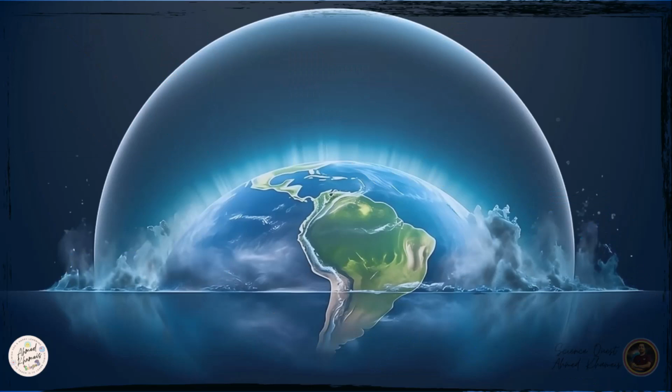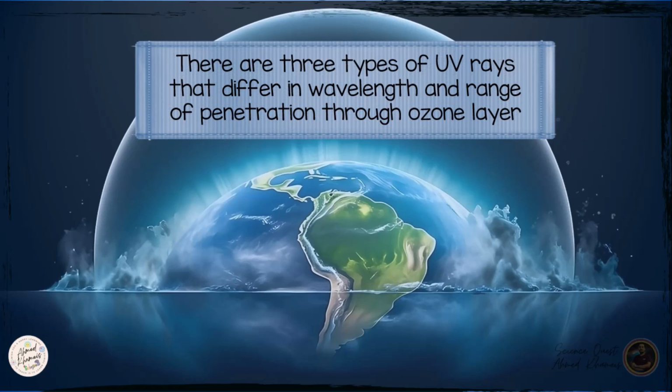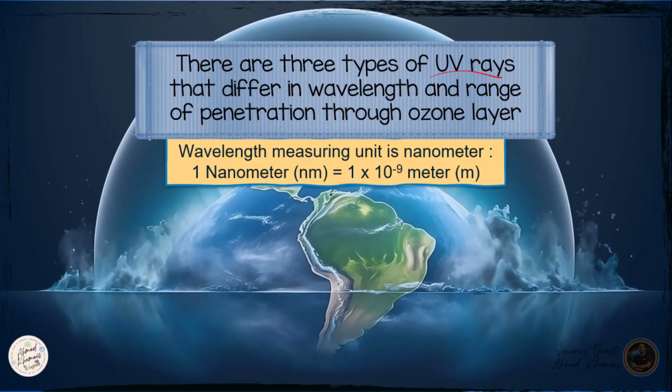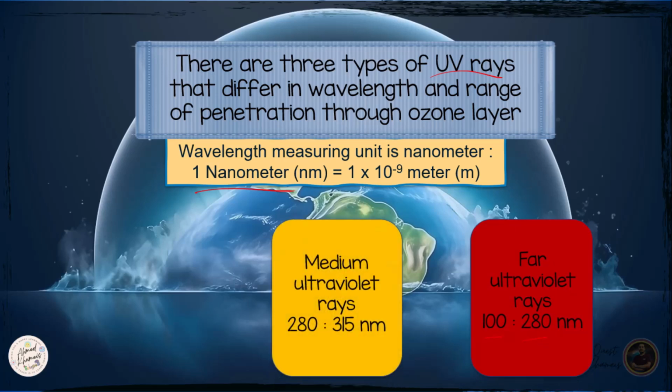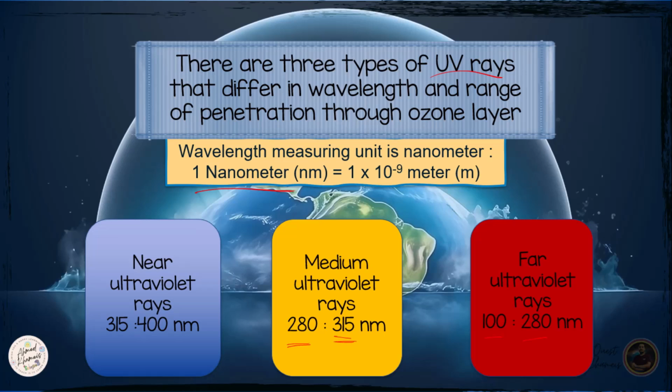So what is the importance of the ozone layer? We have 3 types of UV rays. Ultraviolet rays differ in wavelength. The measuring unit of wavelength is the nanometer. We have the far ultraviolet rays, which range from 100 to 280 nanometers. Medium ultraviolet rays range from 280 to 315 nanometers. And the near ultraviolet ranges from 315 to 400 nanometers.